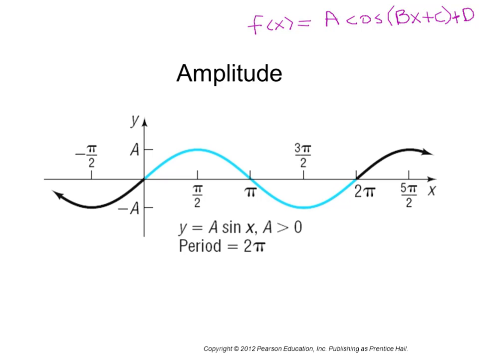So these are all the possible transformations I could have on a graph. The A and the D are vertical transformations, and the B and the C are horizontal transformations. Left, right, up, down. We could put negatives on them, but this is the basics. The A that's in front of any trigonometric function is called the amplitude. So here, A equals amplitude.